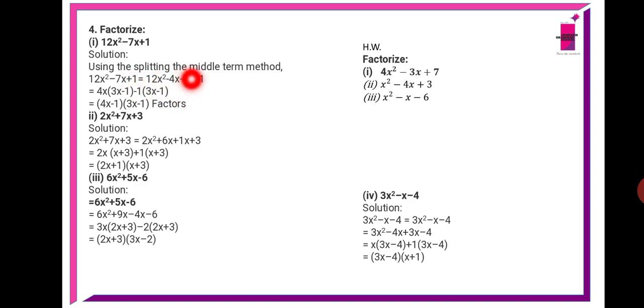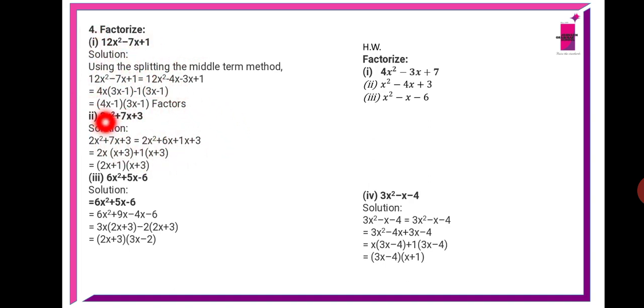In the first two terms, 4x is common, and you get 3x minus 1. In the second two terms, take minus 1 common: from 3x it will be 3x, and from plus 1 it will be minus 1. So in both terms 3x minus 1 is common. If you take it out, you get 4x minus 1 into 3x minus 1. So 4x minus 1 and 3x minus 1 are the factors of 12x square minus 7x plus 1.